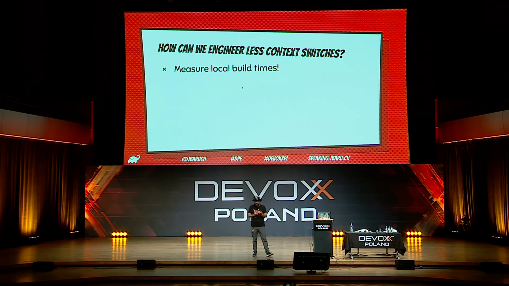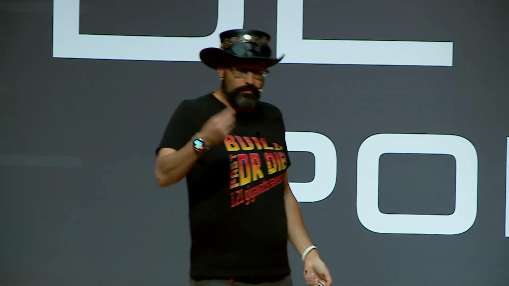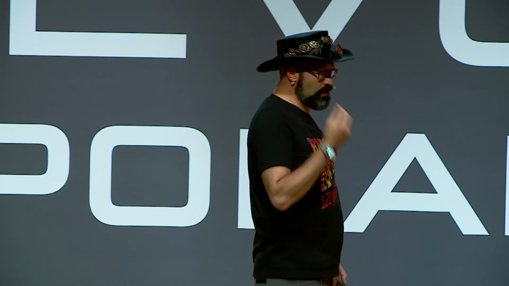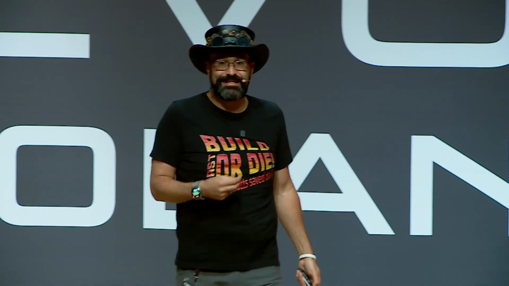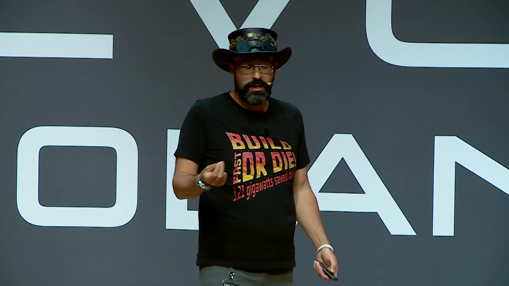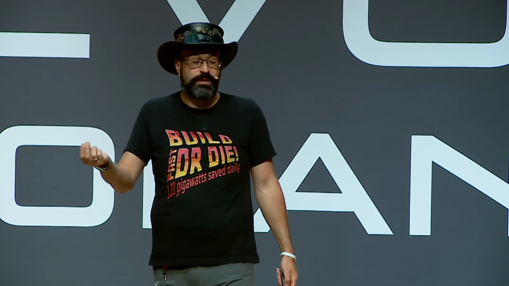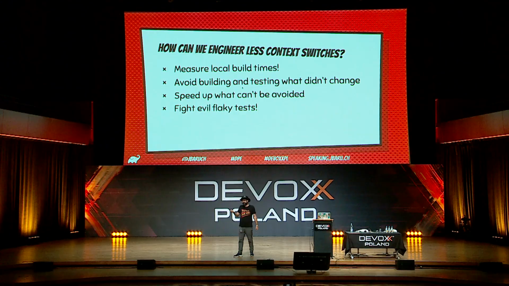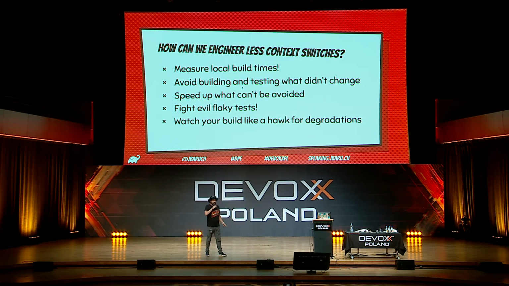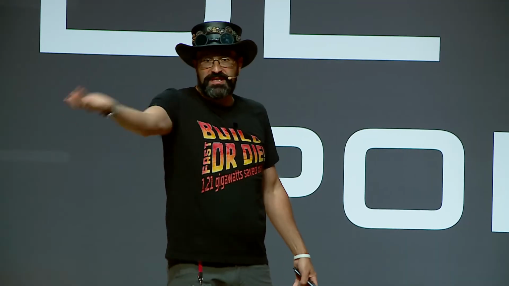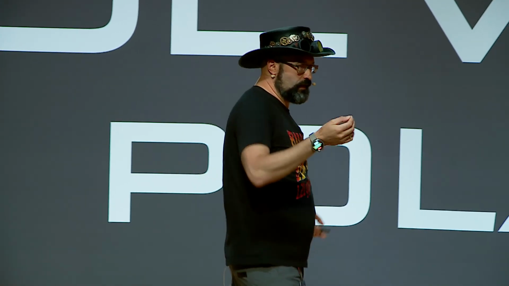First of all, we need to know if we have a problem. We need to know how long our builds are and whether we're waiting for them or not by observation. And then there are techniques of speeding this up. For example, avoid building and testing what didn't change. Speed up what cannot be avoided, and fight the evil flaky tests. Now, after you did that for the first time, you need to observe that it didn't happen again.